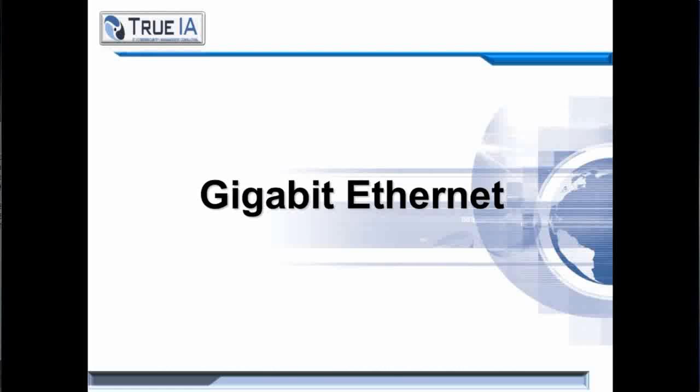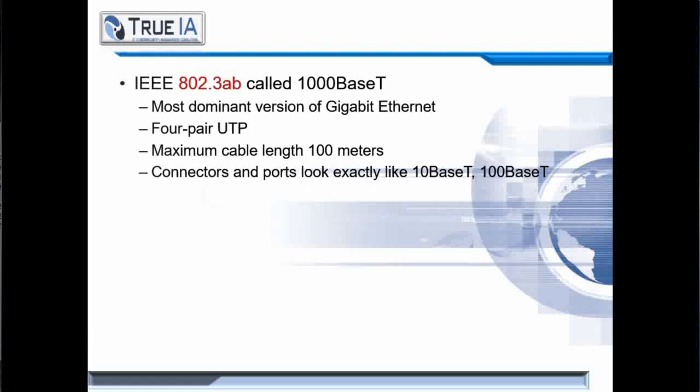Next, we'll talk about Gigabit Ethernet. With Gigabit Ethernet, we've now moved to a new IEEE standard. It is the 802.3ab, or simply put, the 1000 base T standard. It uses all 4 pairs of unshielded twisted pair cabling, and it has a maximum cable length of 100 meters.